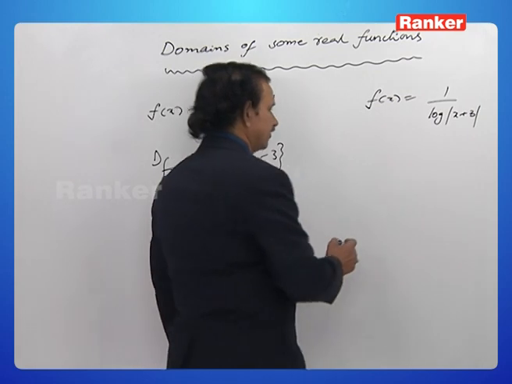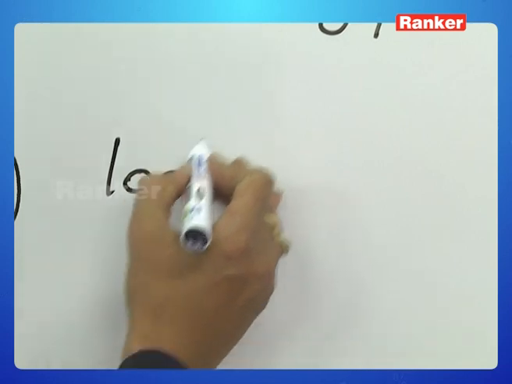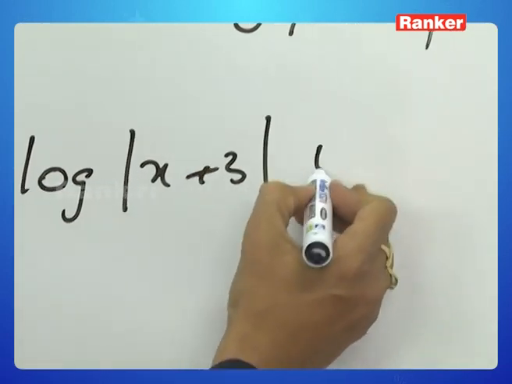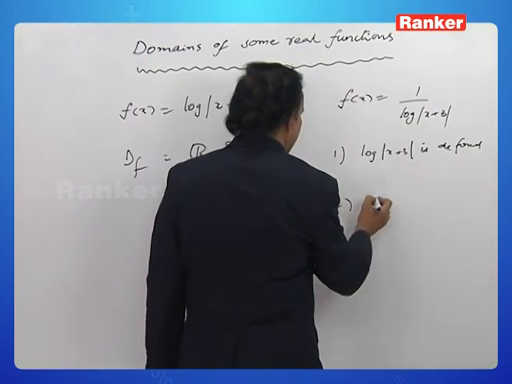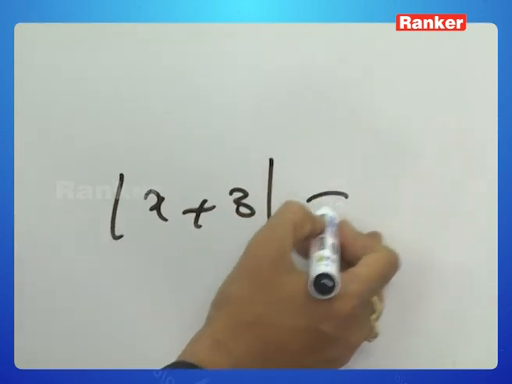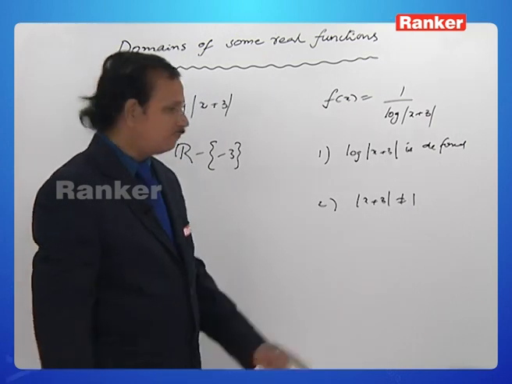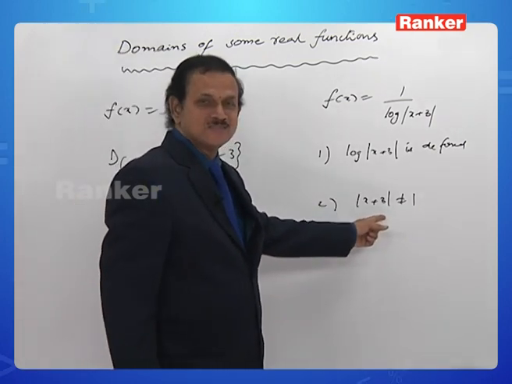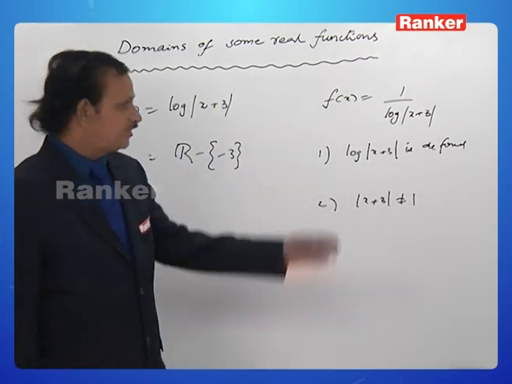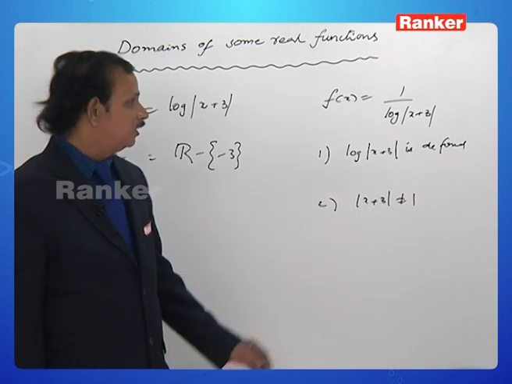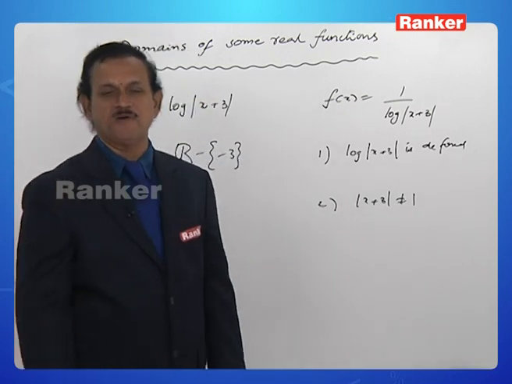What happens in this case? First precaution, what should you take? Log mod x plus 3 must be defined. Second precaution, mod x plus 3 not equal to 1. Why are you able to trace this? Because if mod x plus 3 becomes 1, log 1 is 0, the denominator is going to become 0, so f of x is not possible. It is not possible to define f of x.